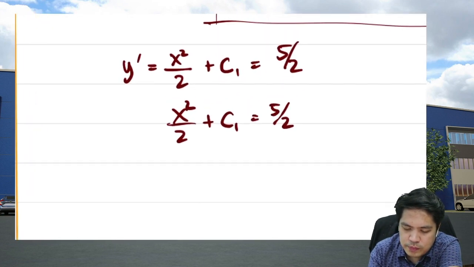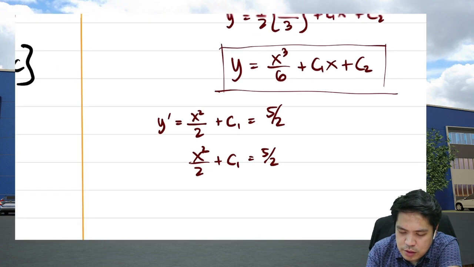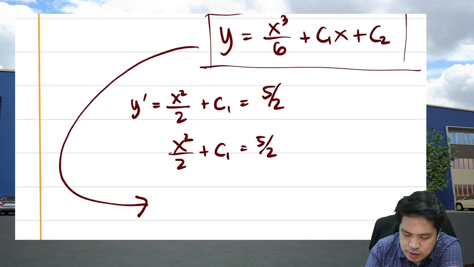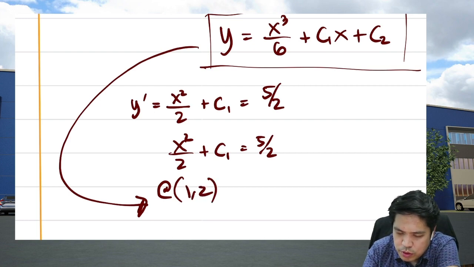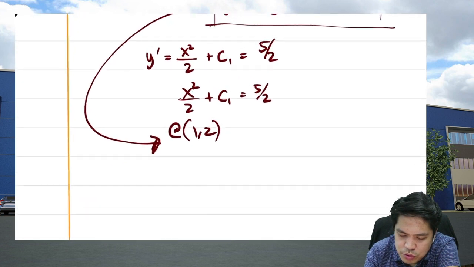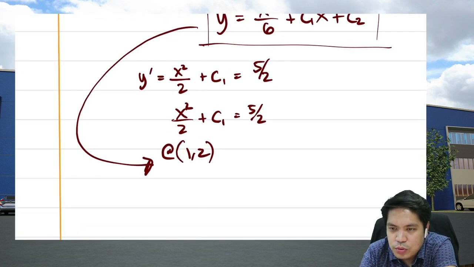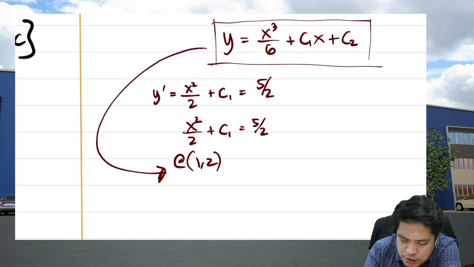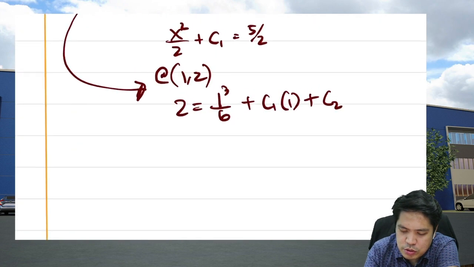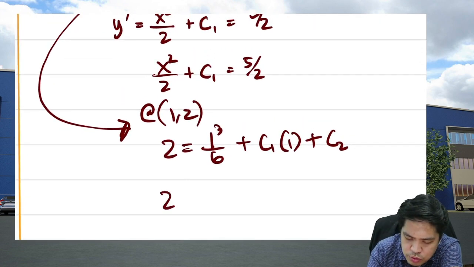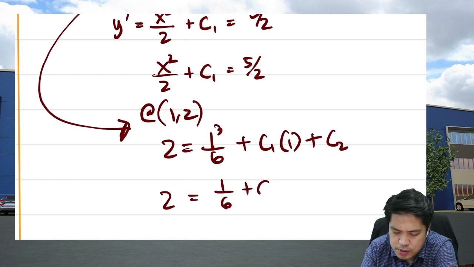Okay. So, i-save muna natin siya. Then, eto naman, it passes through 1, 2. Tama, 1, 2 ba? Yeah, it passes through 1, 2. So, therefore, x is equal to 1 and y is equal to 2. So, kung substitute natin siya, at 1, 2, that would be 2 is equal to 1 cube over 6 plus c1 times 1 plus c2. Okay, so we'll have 2 that's equal to 1/6 plus c1 plus c2.